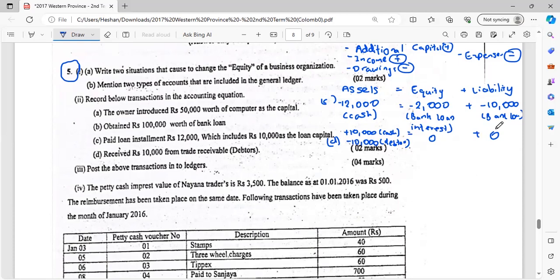Now after that, post the above transactions to the ledger. Here, to post the transactions to the ledger, you need to draw ledger accounts.